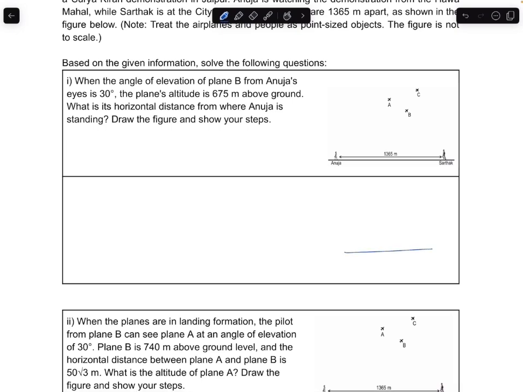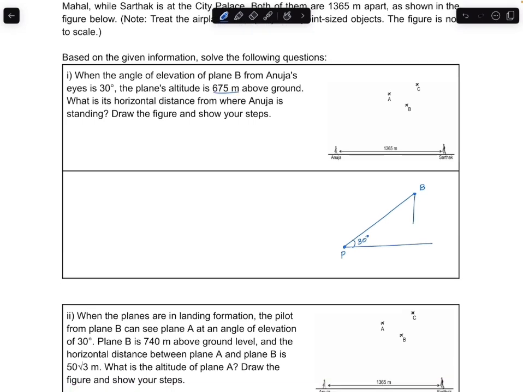Let this be the ground level and Anuja is standing at a point P. She is watching the plane B. The angle of elevation of plane B from Anuja's eyes is 30 degrees and the plane's altitude is 675 meters. That is, the height of the plane from the ground is 675 meters. What is the horizontal distance from where Anuja is standing? Okay, so we have to figure out this distance PQ.